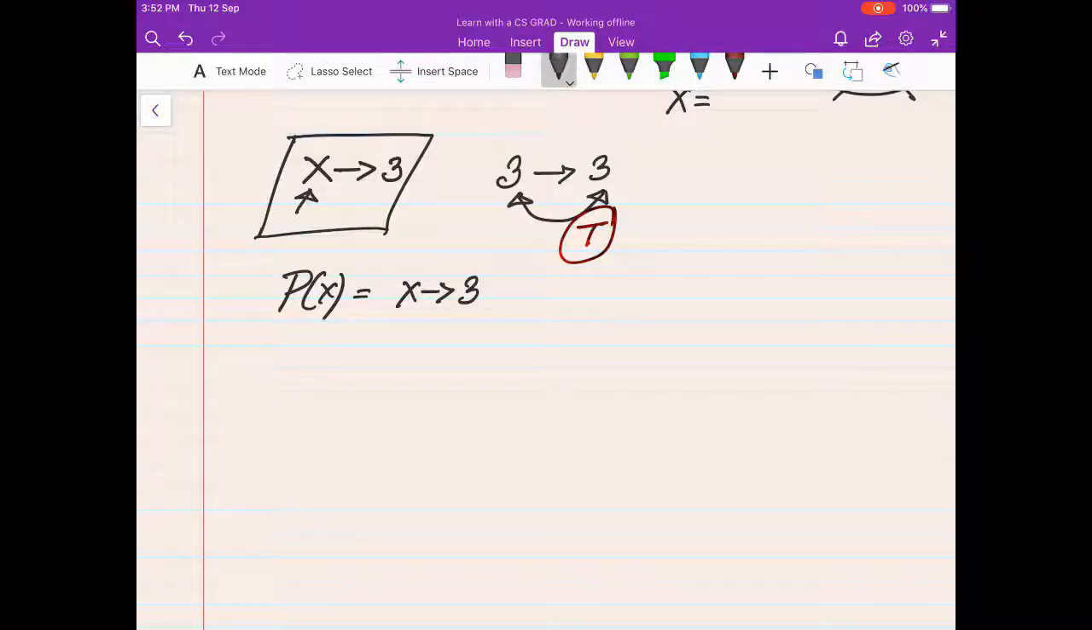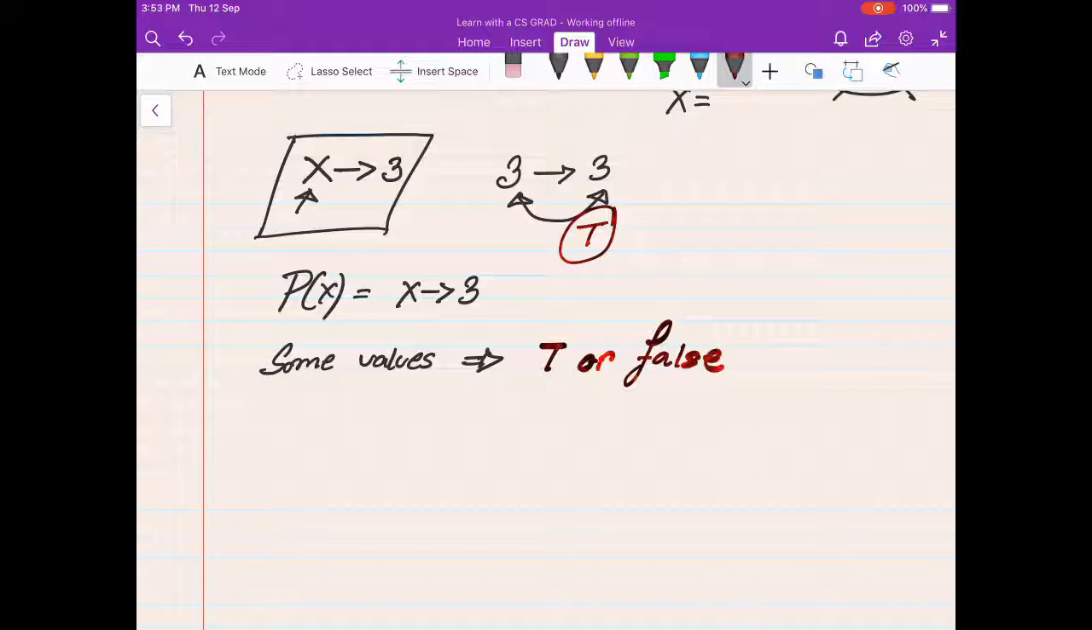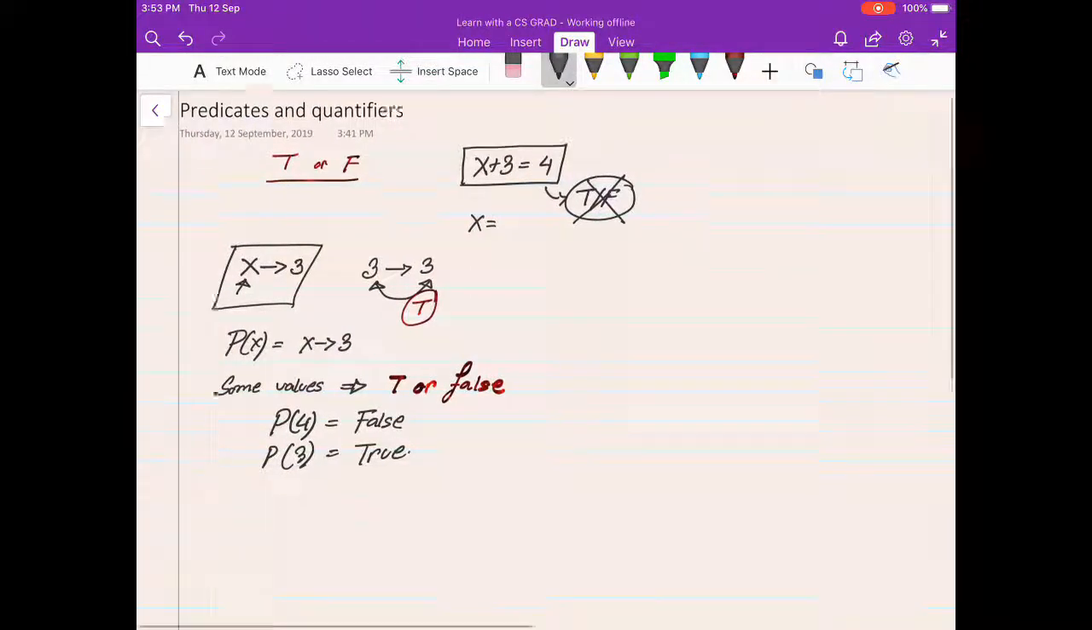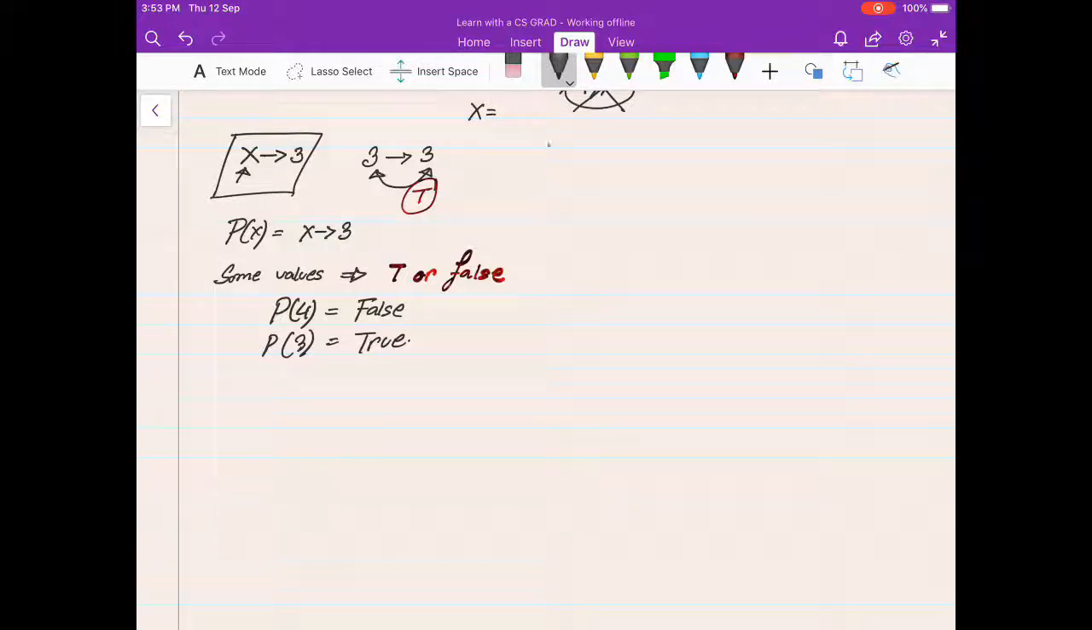Now for some values of x, this equation would be true, right? So some values of x would generate either a true or a false value. So p of 4 would be false, whereas p of 3 would be true. So let's move on to quantifiers and see how predicates are used there.